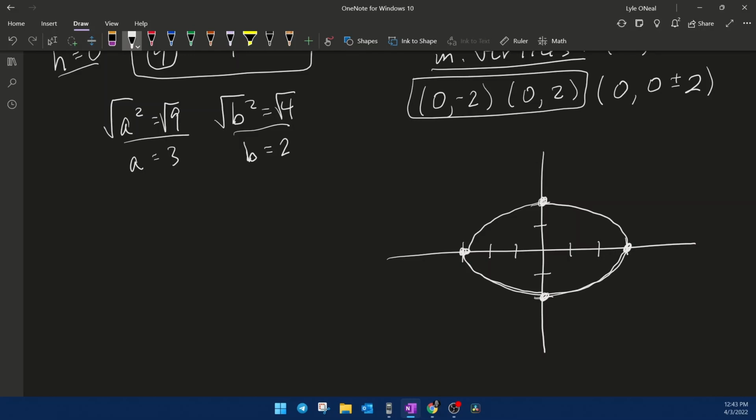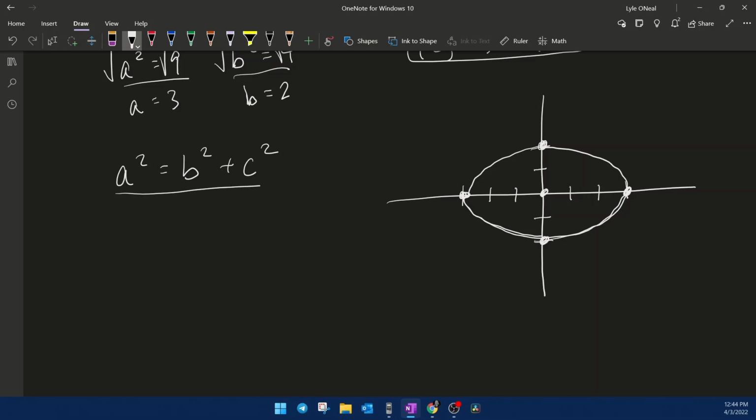Something like that. Now, remember the center was at the origin. The foci are going to have to be somewhere along the major axis. So taking our Pythagorean relationship, we're going to replace a squared with 9. We're going to replace b squared with 4. And we're going to solve for c. Subtracting 4 from both sides, 9 minus 4 is 5. That's going to give me c squared. And then we're going to have to take the square root of both sides. So notice that c is going to be the square root of 5.